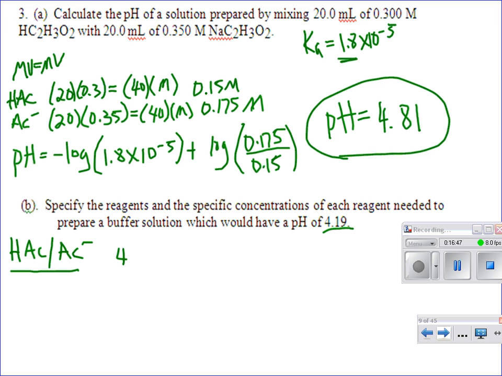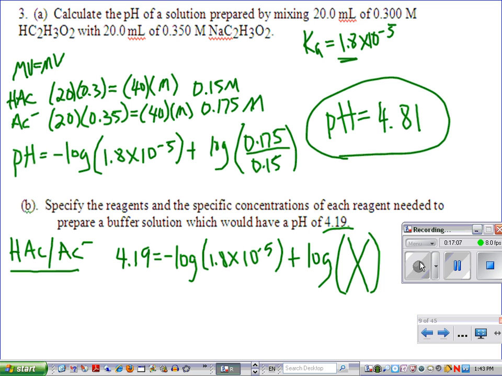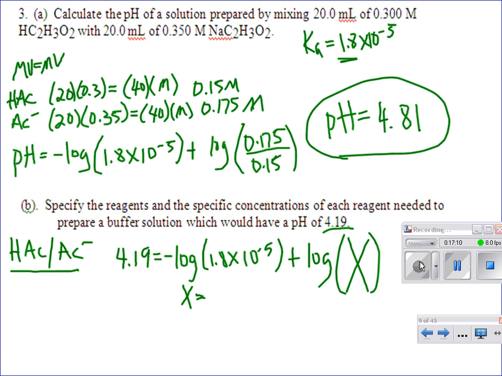Start with the equation. I'm going to plug in 4.19 is equal to the negative log of 1.8 times 10 to the negative fifth. But what I'm going to do, I'm just going to solve for that ratio, and then I can tweak the concentration of each individual part of the ratio. So go ahead and tell me what you guys get for the ratio here. Okay, when you solve for x appropriately, you get x is equal to 0.279. Well, how does that help me? What is this the ratio of again? What over what? The ion over the acid.